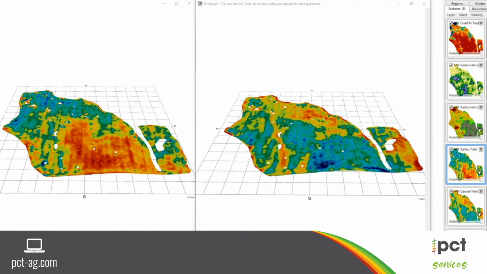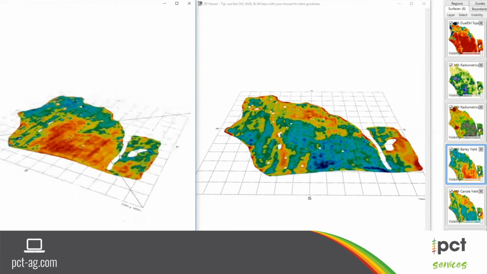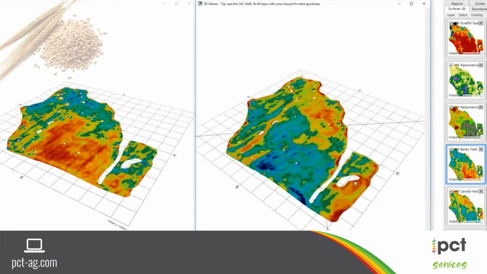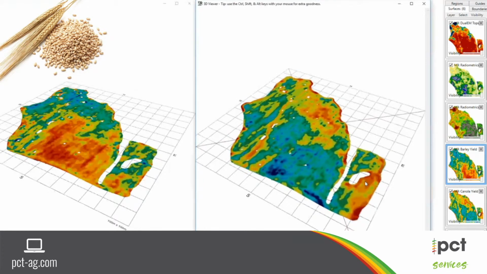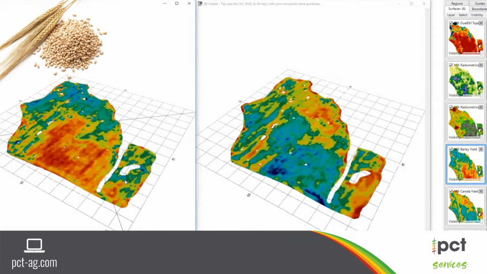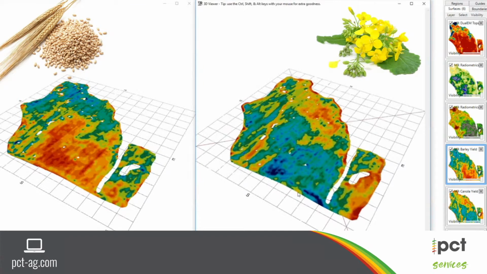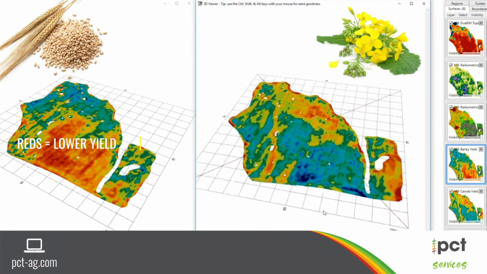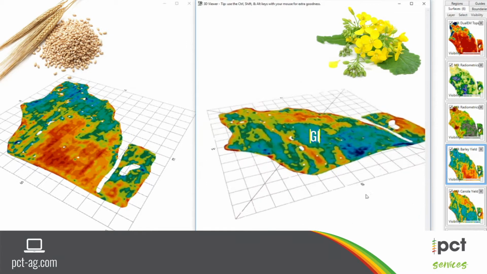Yeah, so what we've got here is two yield maps off of the same field of successive seasons. On the left we have a barley yield map, and wheat yield looks very similar in pattern to this, and we have a canola yield map on the right. The colour scheme works so that the reds and yellows and oranges are generally medium to low yields, and the greens to blues are higher yields.